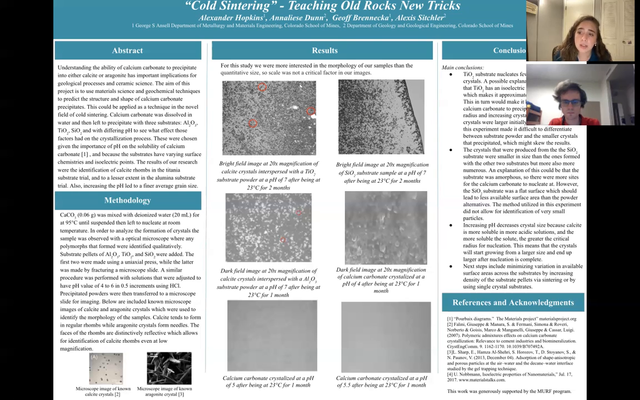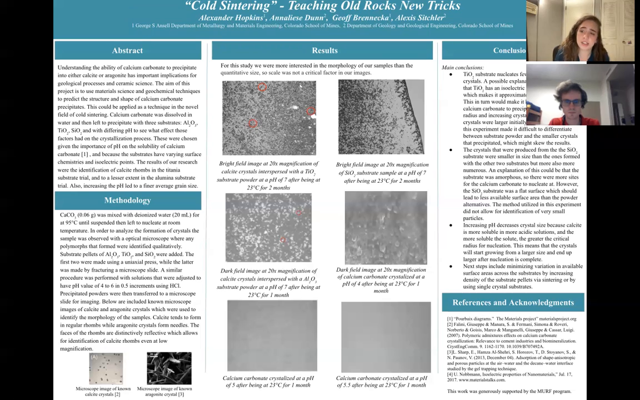Substrate pellets of alumina, titania, and silica were also added. The alumina and titania pellets were made with a uniaxial press, while the silica was made from fracturing a microscope slide. A similar procedure was also performed using pH as a variable. The calcium carbonate solutions were adjusted to have a pH of 4 to 6 in 0.5 increments using hydrochloric acid. The precipitated powders were then transferred to a microscope slide for imaging.